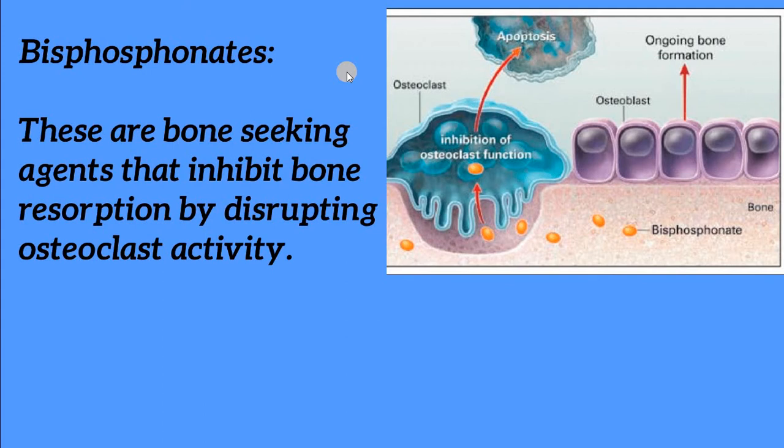These are bone-seeking agents that inhibit bone resorption by disrupting osteoclast activity. We know that there is a process of remodeling. There is bone resorption and bone formation. As much as bone formation is important, bone resorption is also important in the process of apoptosis, while some dead cells should be gone and the new cells should be formed. So this process needs an equilibrium.